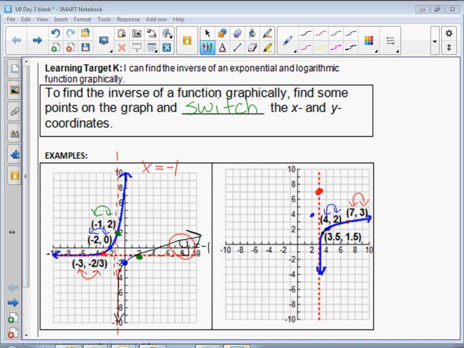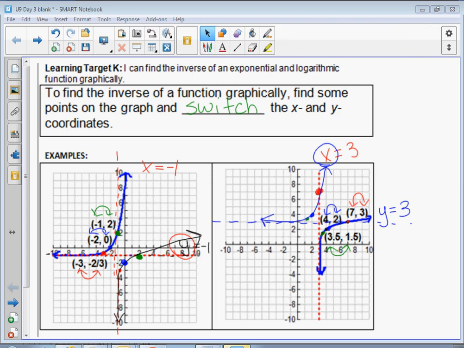Switch this point, we'll have 2, 4, and the third one. So switch it and I'll have 1.5 and 3.5. The vertical asymptote that is here is the equation x equals 3. I'm going to change that x to a y, so my horizontal asymptote will be y equals 3. So if I put that in first, it will help me shape my graph nicely. So I'm going to run right along that asymptote and then curve up through the 3 points that I plotted.